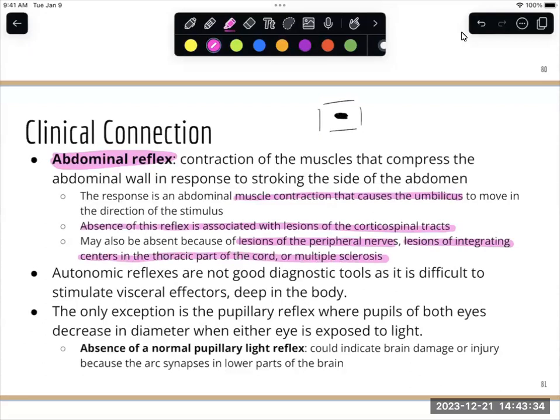That is that autoimmune condition where your immune system is attacking the myelin sheath of neurons. As I mentioned, the only pupillary light reflex that we can check, or the only autonomic reflex we can check, is the pupillary light reflex. There, said it. So an absence of that pupillary light reflex could mean brain damage, or there could be injury to the arc of those synapses that cause that contraction or that pupil constricting, getting smaller.